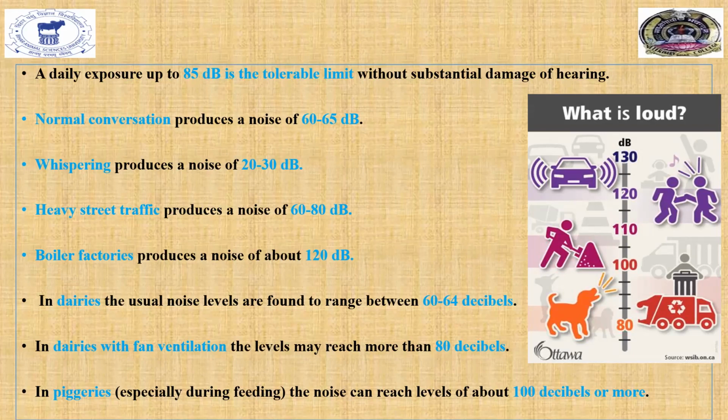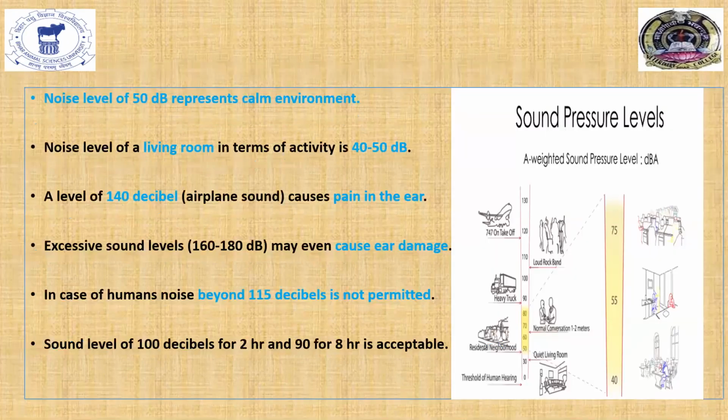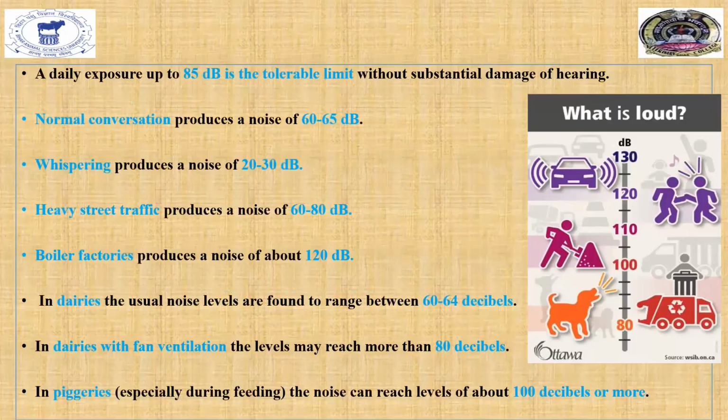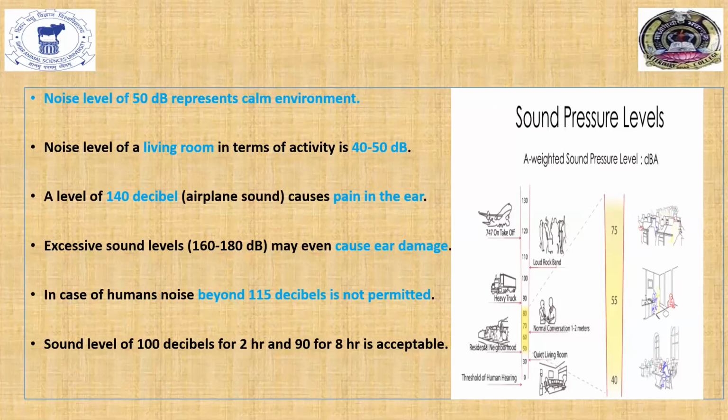Dairies with provision of a fan or ventilation fan, with exhaust, we can say, simple wording में, produce more than 80 decibels, and piggery feeding practices produce more than 100 decibels. Now the noise level of about 50 decibels is mainly considered as a calm environment. 85 decibel is the tolerable limit, and 50 decibel represents a calm environment. ये भी आपके मेमोरी में रखना है.